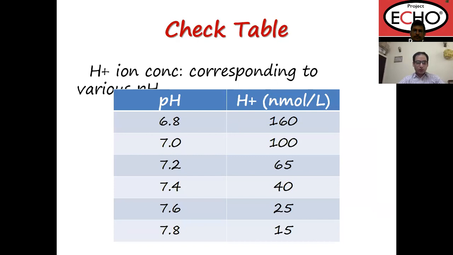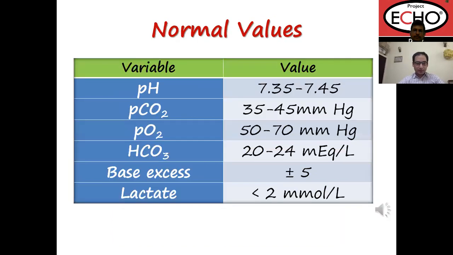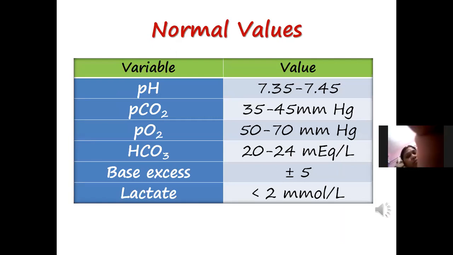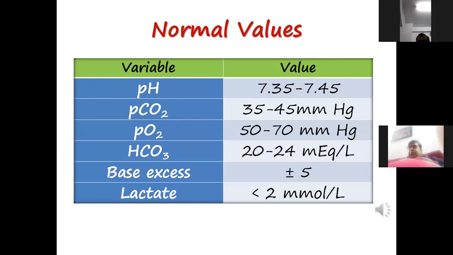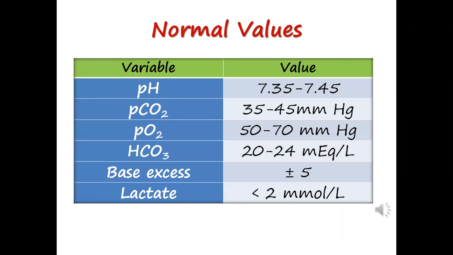Now moving on to the next slide, please. Before knowing abnormal, you should know what the normal values are. The normal pH, as we have discussed, is between 7.35 to 7.45. CO2 is between 35 to 45. PO2 is between 50 to 70. Sometimes in tough cases, we can even accept up to 80. Bicarbonate is between 20 to 24. Base excess ranges from -5 to +5, and lactate should always be less than 2 millimoles per liter.